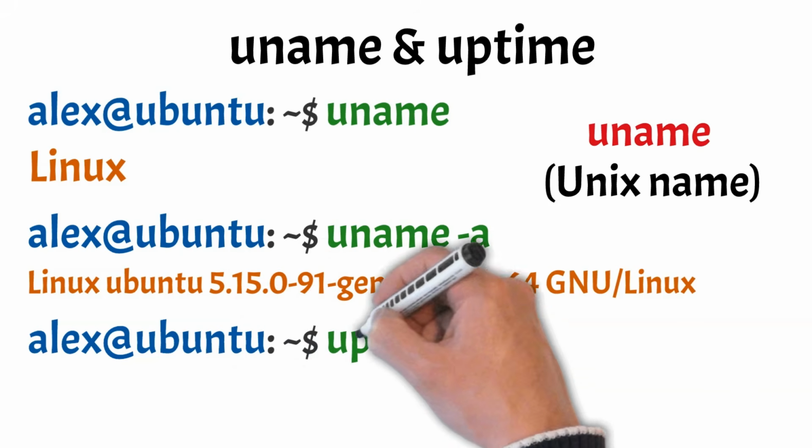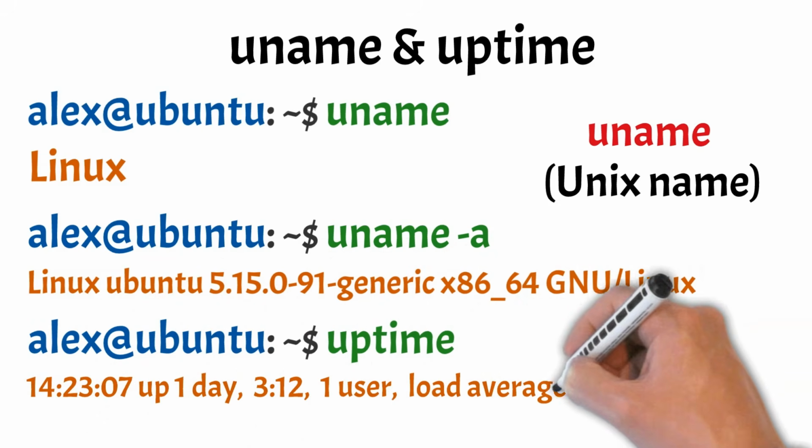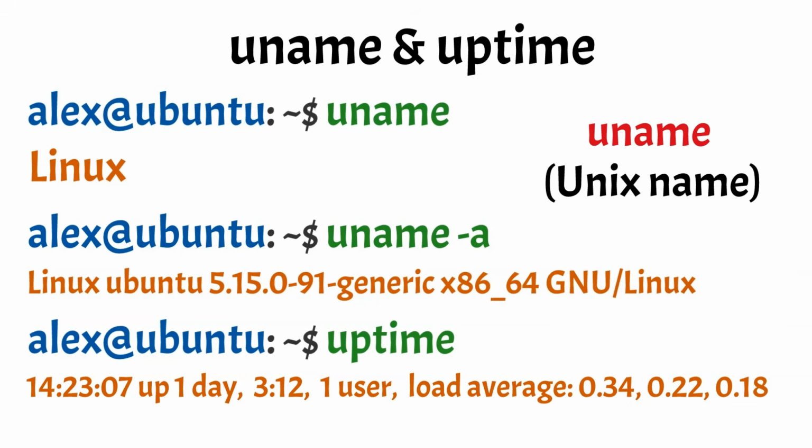The uptime command shows how long the system has been running since the last reboot. It also tells you the current time, number of users logged in, and the system's load average, which is a rough indicator of how busy the system is.